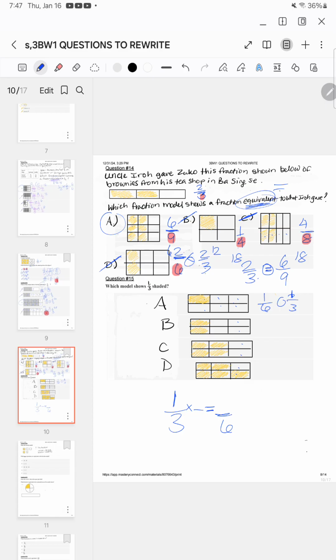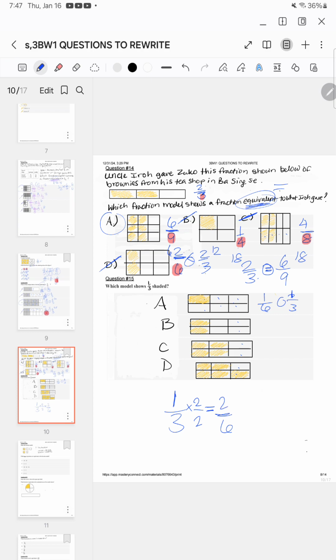And then you got to ask yourself, 6 times what? 3 times what, I mean. 3 times what is going to give me 6? 3 times 2. The only way to make an equivalent fraction bigger is to multiply by a whole fraction with the same number on the top and bottom. And then I just multiply straight across. 1 times 2 is 2. 3 times 2 is 6.